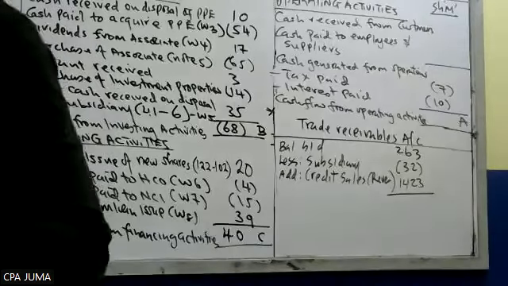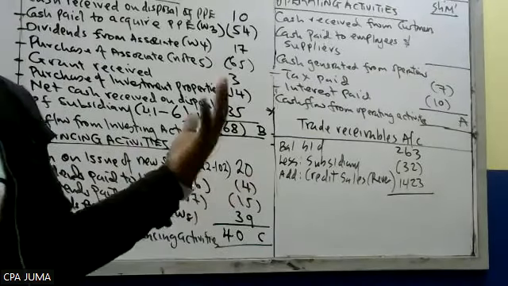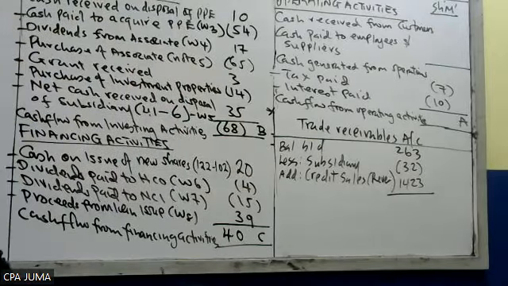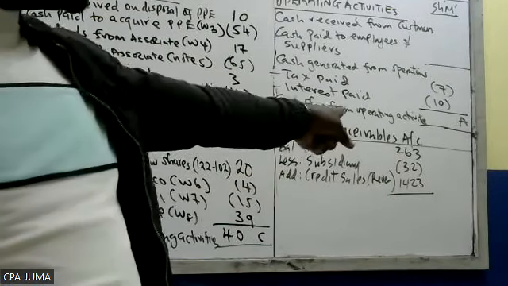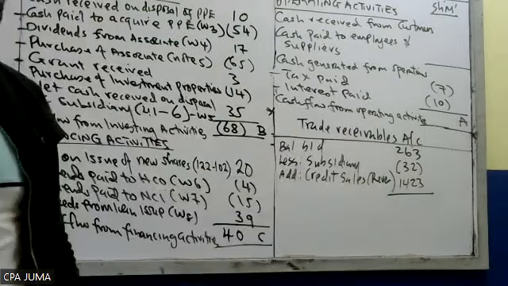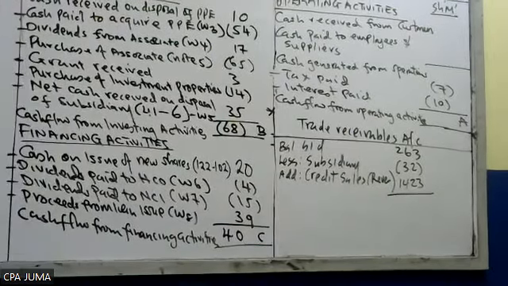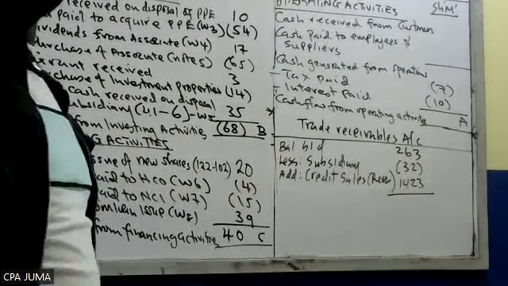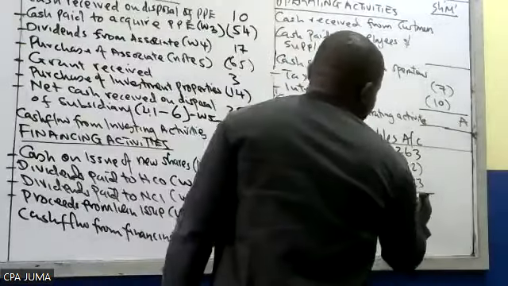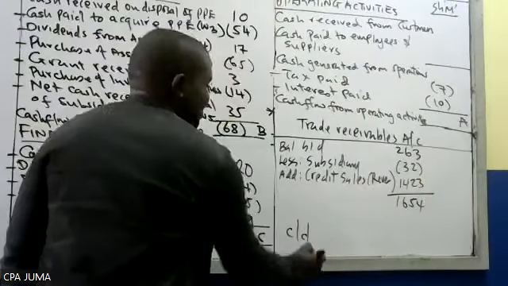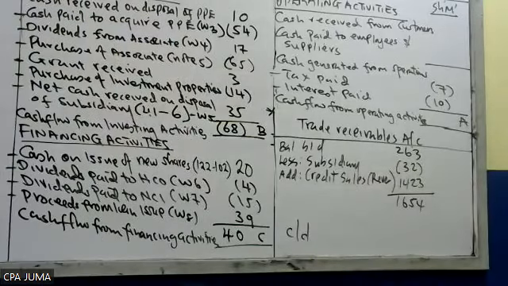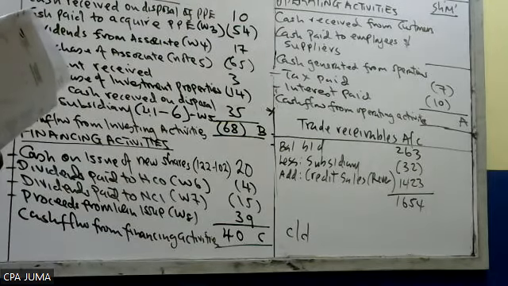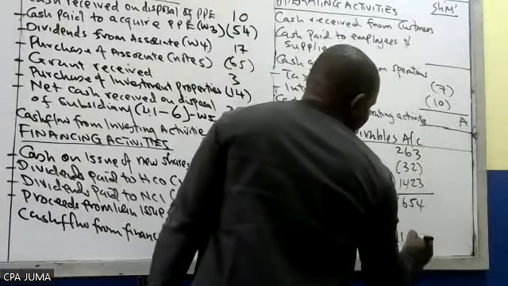You know, receivables is debtors. You add credit sales to the debtors. So how much do you get when you add this and that one there? That one should be the closing debtors balance. 1654. How much is the closing as per the examiner? The closing receivables is 219. Okay, 219.